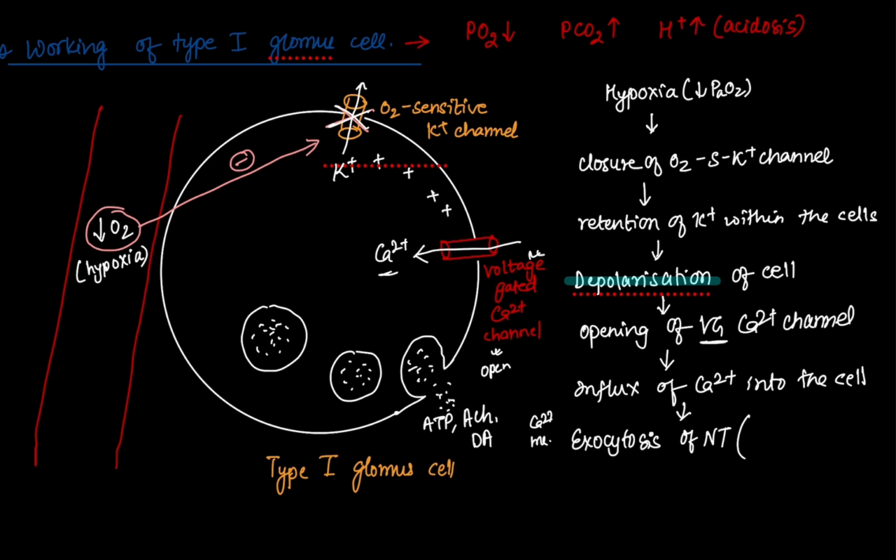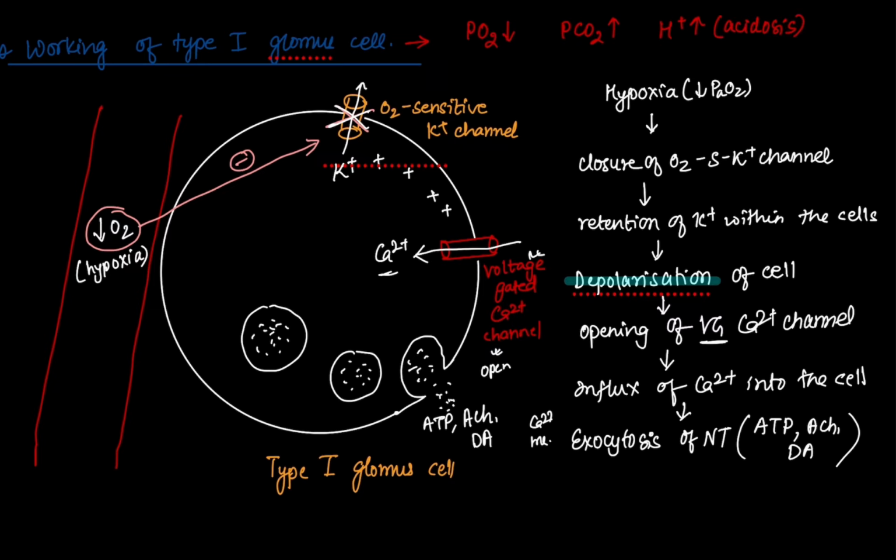And what are these neurotransmitters? It is very important. It is ATP, acetylcholine and dopamine. Generally the old concept was that dopamine was the major neurotransmitter, but the very recent edition of Guyton has mentioned that ATP, acetylcholine and dopamine are the major neurotransmitters that are released by the type 1 glomus cell.